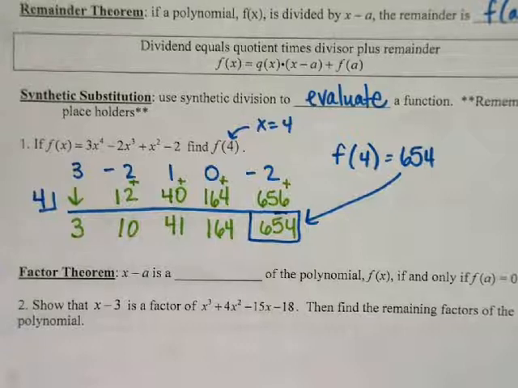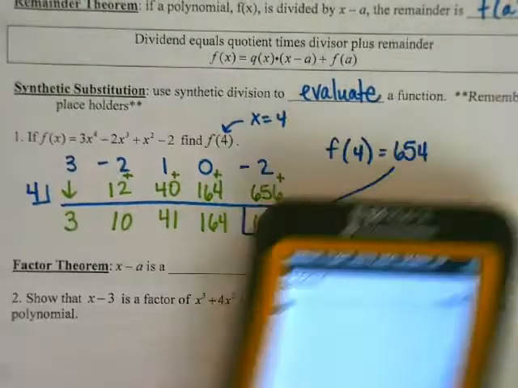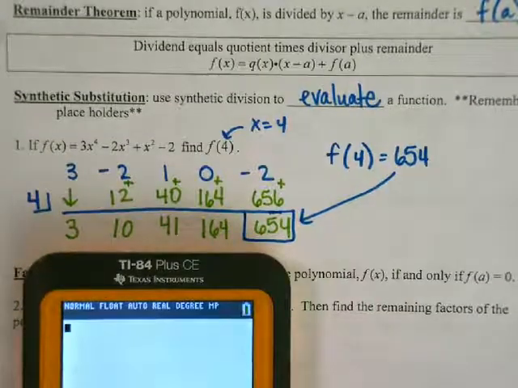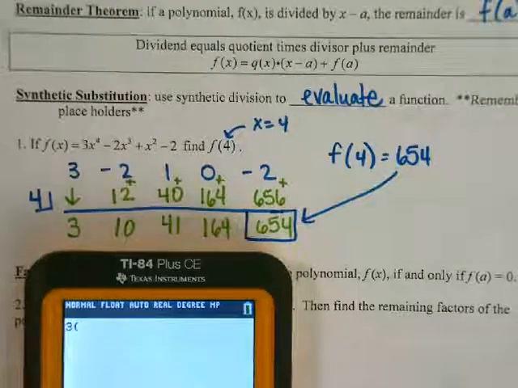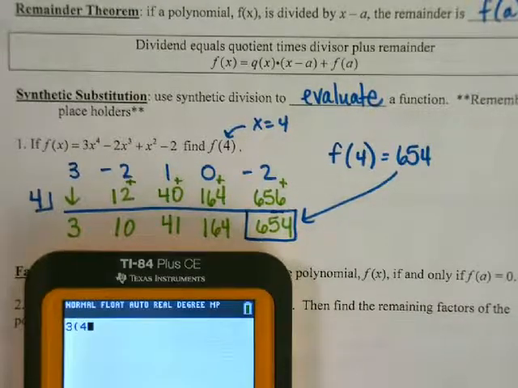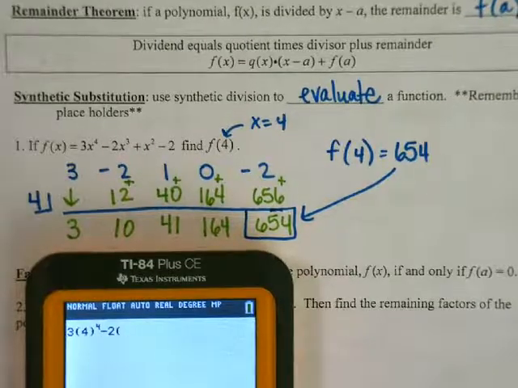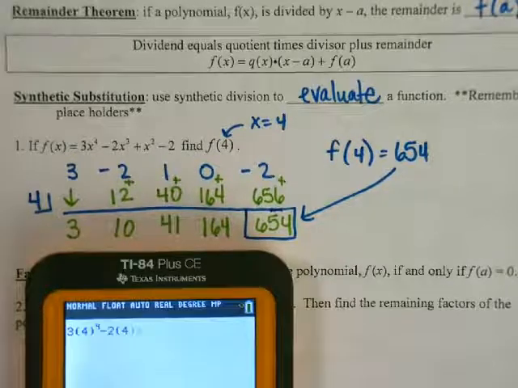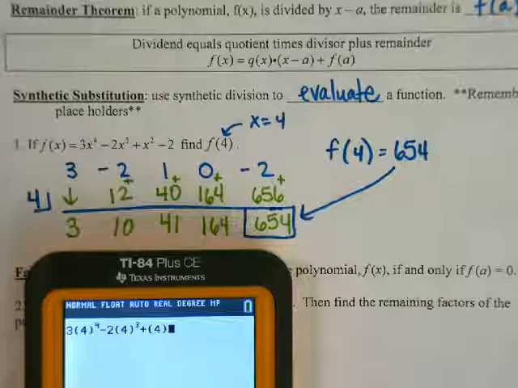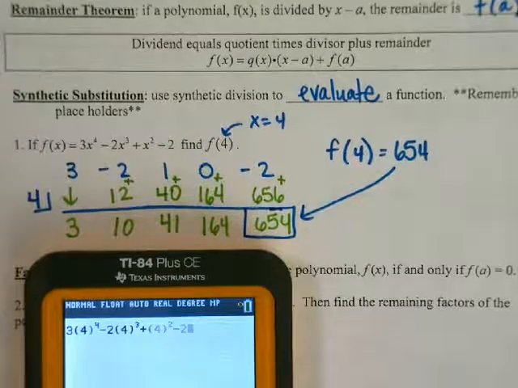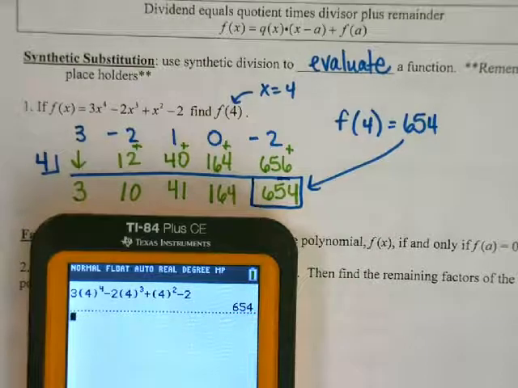Should we try it in our calculator just to make sure, because that number seems a little bogus, right? Okay, let's do it. I'm just going to plug them in like we did before. 3 parentheses 4 to the 4th minus 2 parentheses 4 to the 3rd plus 4 squared minus 2. Moment of truth. Did we do everything correct? Oh my gosh, it worked.